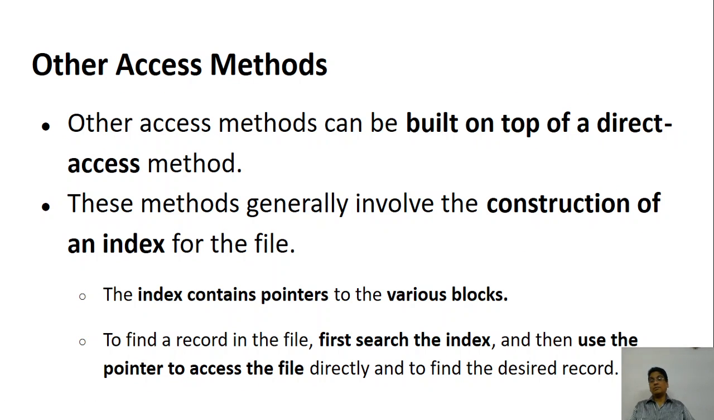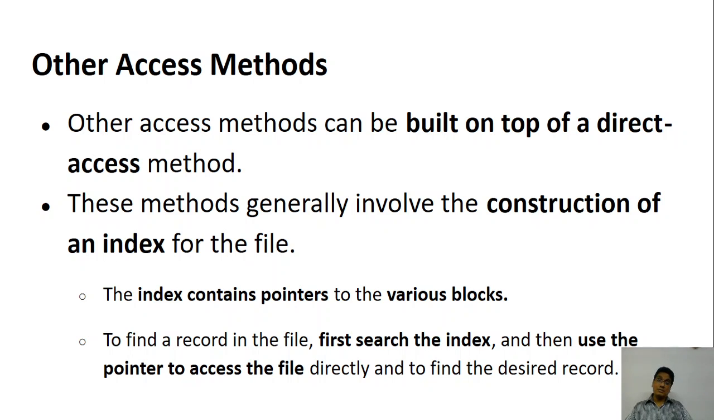There are other types of access methods which are usually built on top of the direct access method. One of them is accessing using an index. When you have books, you know very well that at the end of the book you have the index. Why do you use the index? To quickly access the page. The keywords will be there with a page number, so if you search for a keyword, you can quickly go to that particular page.